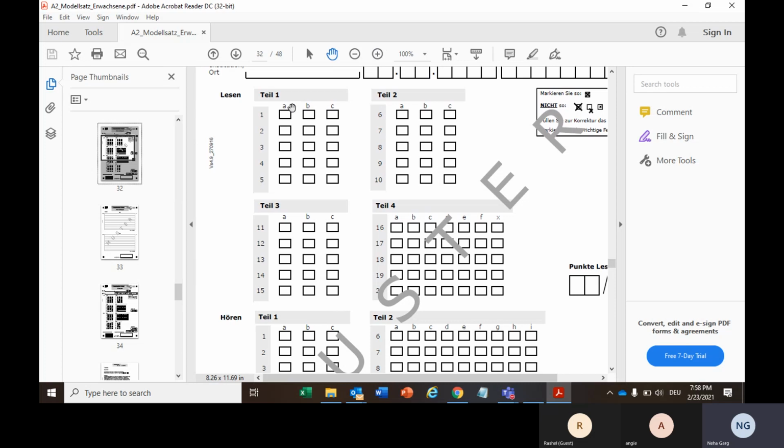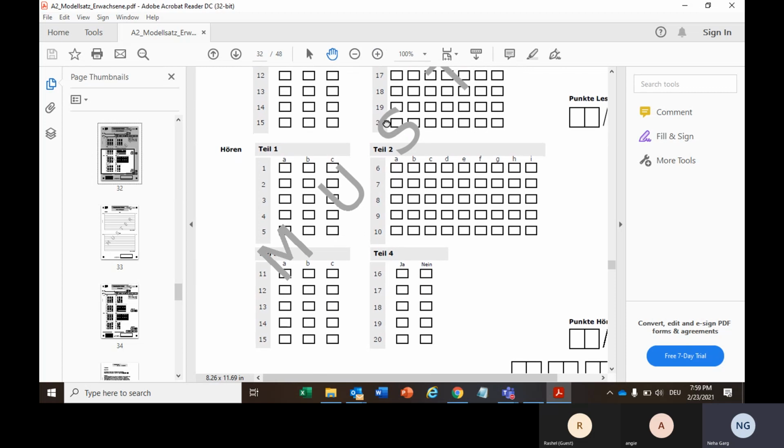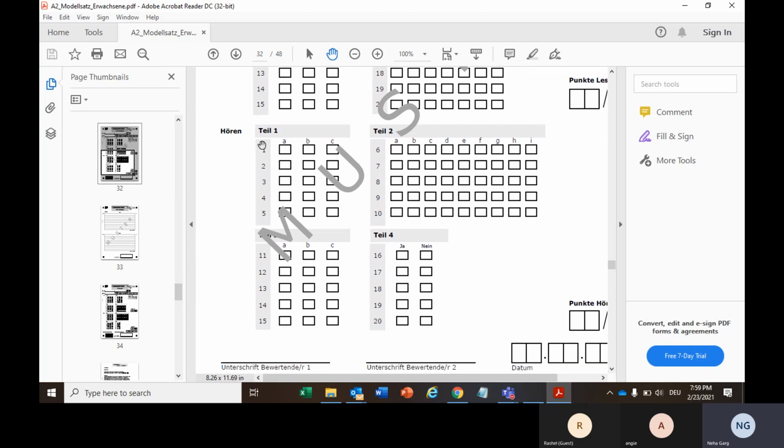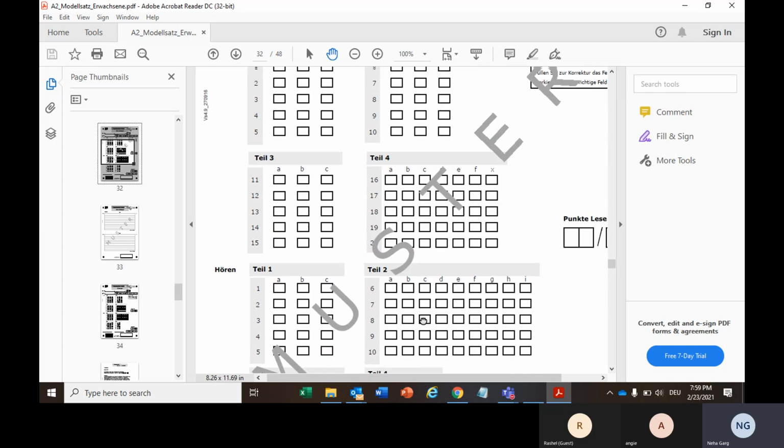Lesen Teil 1. If you remember, there were questions. These are the question numbers and these were the options. So for Lesen, zum Beispiel Teil 1, if for the first question the correct answer is B, you will mark B. For 2, whatever the correct answer, you will mark that. So for example, in Teil 1, if the correct answer for the first question was A, you would have crossed it here. Accordingly, second, third, fourth, fifth und so weiter.